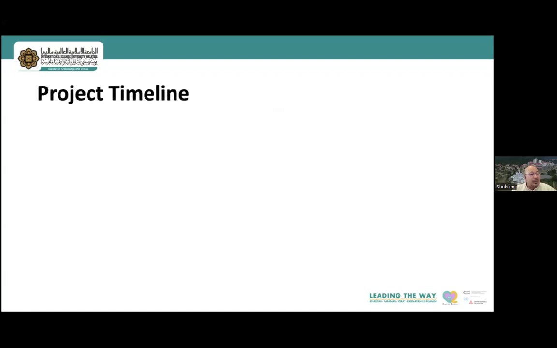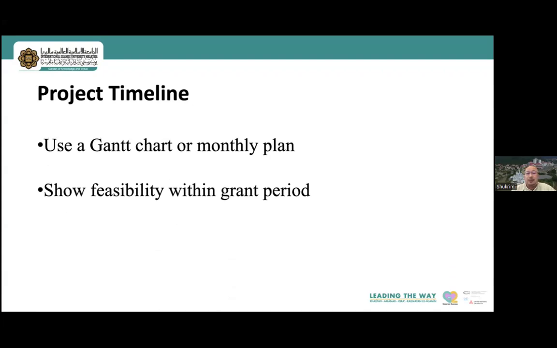Okay, project timeline. Of course, we know that we need to plan properly using a Gantt chart or monthly plan and show feasibility within the grant period, because usually they have a period for the grant, for example, 2 years or 3. And then if you think that you need to apply for an extension, you have to apply accordingly. But supposedly we should finish our research within the stipulated time given by the funder.